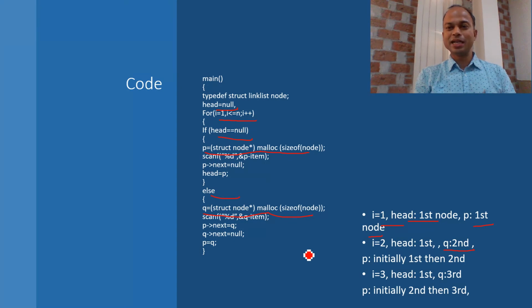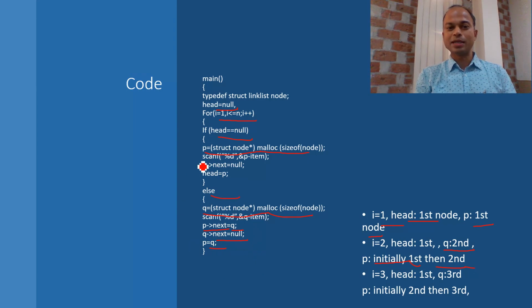After it we need the linking. I mean the next part of the first node should point to the second node. So q contains the address of the second node, and p contains the address of the first node. Therefore p arrow next, the next part of the first node, contains the address of the second node. We can do linking like this. After linking we set q arrow next equals to null, and finally p equals to q. Initially p contains the address of the first node. If we do p equals to q, then p contains the address of the second node.